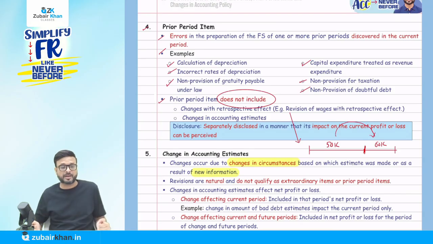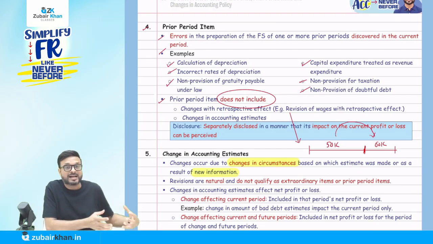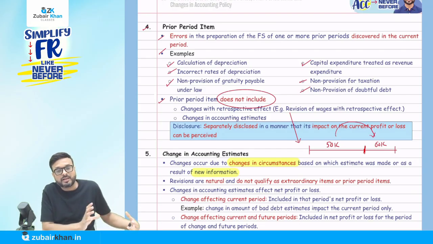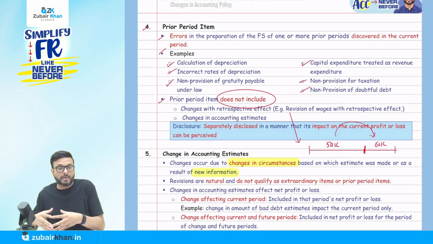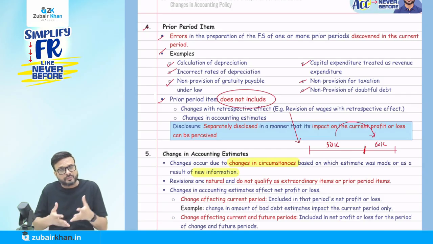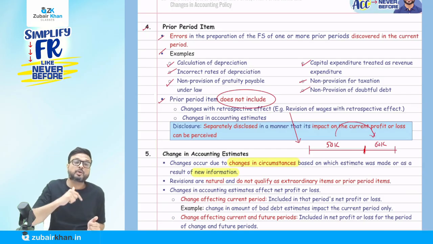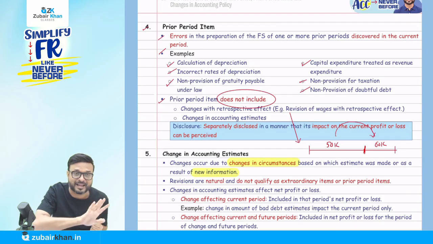No, it is not a prior period item. At that time, in the last 8 years, we knew that the salary was only 50,000. So we recorded only 50. Now you are doing the changes and telling us that here we have to give the effect. So it is not a prior period item.